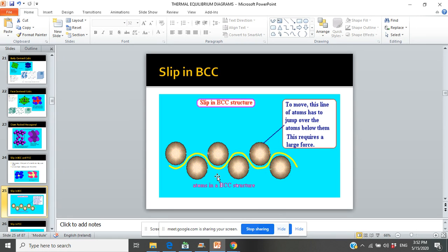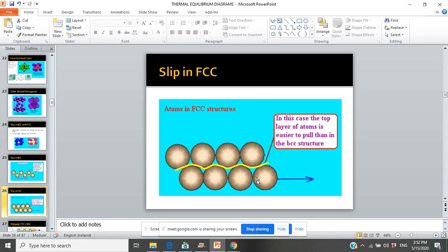So in BCC, because the atoms are more spaced out, the atoms will sit down into each other more. There's still more space there, but they'll sit down into each other more. Whereas if we look at FCC, they're packed much tighter together, so therefore they don't sit down into each other as much.